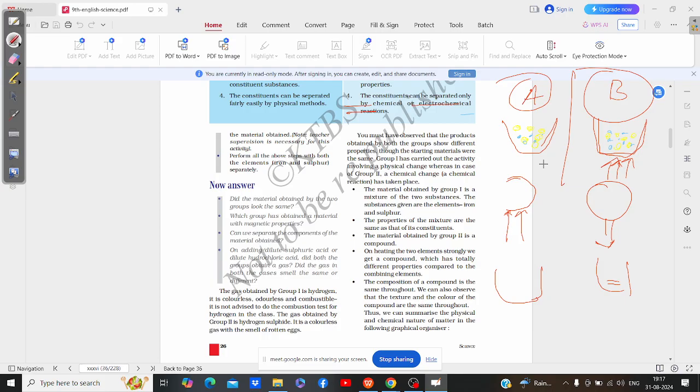Okay, for both group A and group B, initially we gave the same amount of iron fillings and sulfur powder, right? Yes, sir. But the result we are seeing right now, group 1 has hydrogen gas, but in group 2 we are getting hydrogen sulfide. So initially we gave the same amount of materials to both groups. But in group 1 we can see only physical change happened.